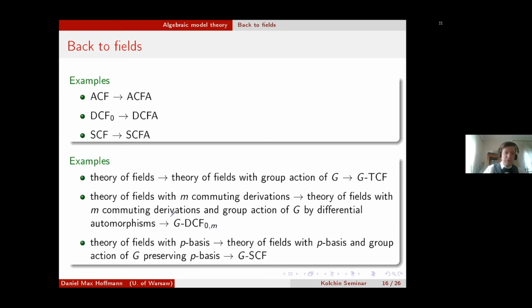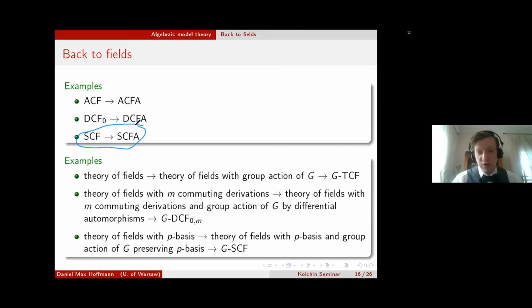So the last analog is for separably closed fields. So you don't simply start with separably closed fields and add group action. You need to take the theory of fields with p-bases, and then equip it with group action, and then find the existentially closed fields with group action of fields with fixed p-bases.